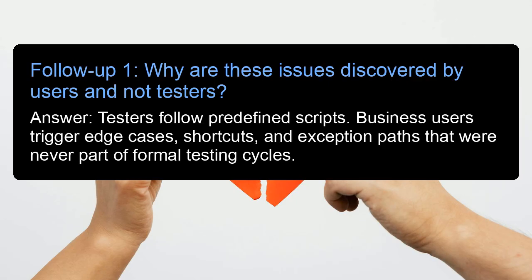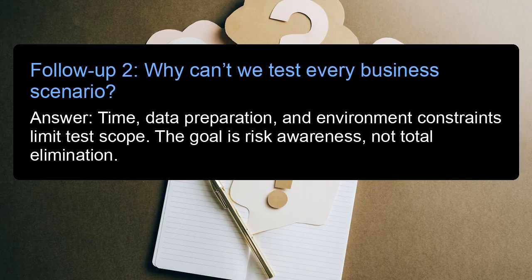Follow-up 1. Why are these issues discovered by users and not testers? Answer: testers follow predefined scripts. Business users trigger edge cases, shortcuts, and exception paths that were never part of formal testing cycles. Follow-up 2. Why can't we test every business scenario? Answer: time, data preparation, and environment constraints limit test scope. The goal is risk awareness, not total elimination.